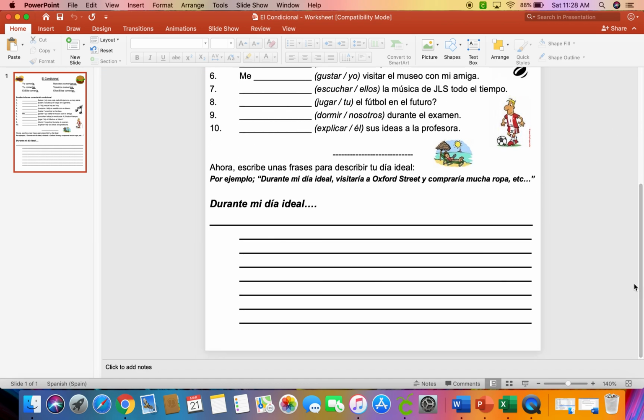And then part 2, describe tu día ideal. I just want you to give me a quick 3-4 sentences paragraph on what you would do on an ideal day. Not an ideal day that we're not stuck in the house because of the coronavirus anymore. Maybe I should change it to that. What would you do if the coronavirus quarantine were over? What would be the first thing you would do?